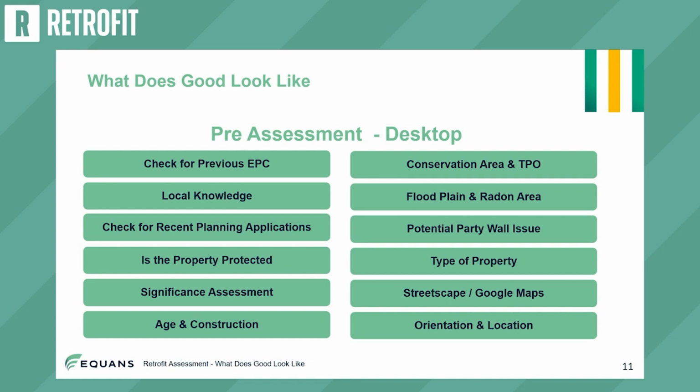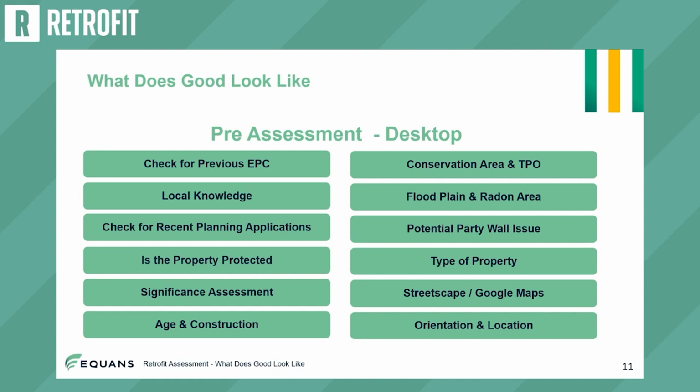Checking planning applications: is the property protected? Because that will kick into a different type of survey we will need to do. Significant assessments: age and construction of the property. Is the property in a conservation area or is it a TPO? For conservation areas, the designer is going to need to know that firsthand because we need to go to planning to possibly get new windows and doors put in, or EWI.